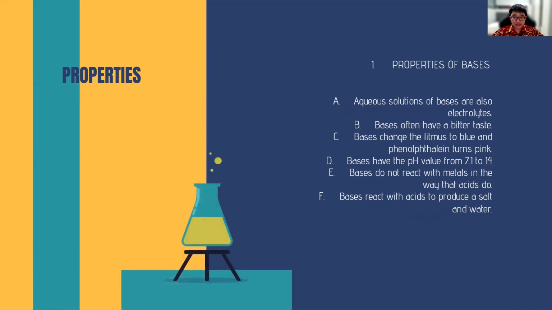For properties of bases, the first one, aqueous solutions of bases are also electrolytes. And then bases often have a bitter taste. Bases change the litmus from red to blue, and phenolphthalein turns into pink. The bases usually have a pH value of 8 to 14. Bases do not react with metals in the way that acids do, and the last property is that bases react with acids to produce a salt and water, which is basically the same because they need to react.